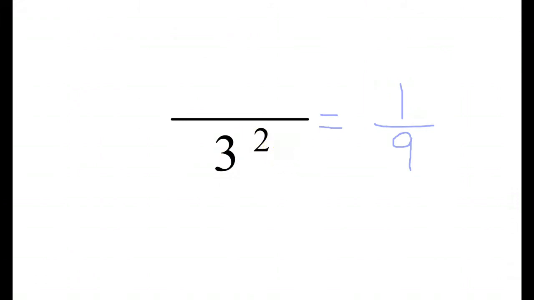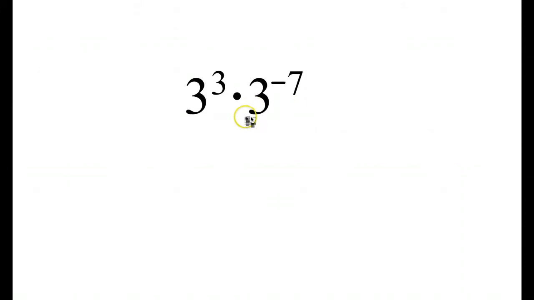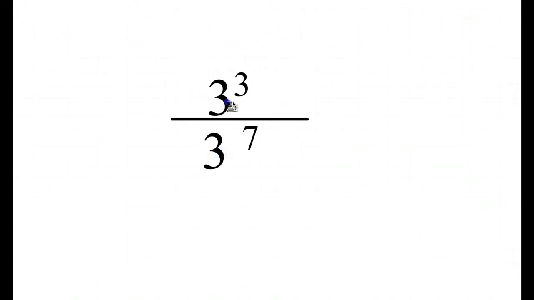All right, let's take a look at a little bit tougher example. Here's one. I have 3 cubed times 3 to the negative 7th power. A couple ways we can do this. First, let's go ahead and visualize this. If I make this a fraction bar, I can say this 3 cubed means 3 multiplied by 3, 3 times. So then I'm going to do 3 times 3 times 3. Well, this is divide by 3, 7 times. So I'm going to drop that down into the denominator.